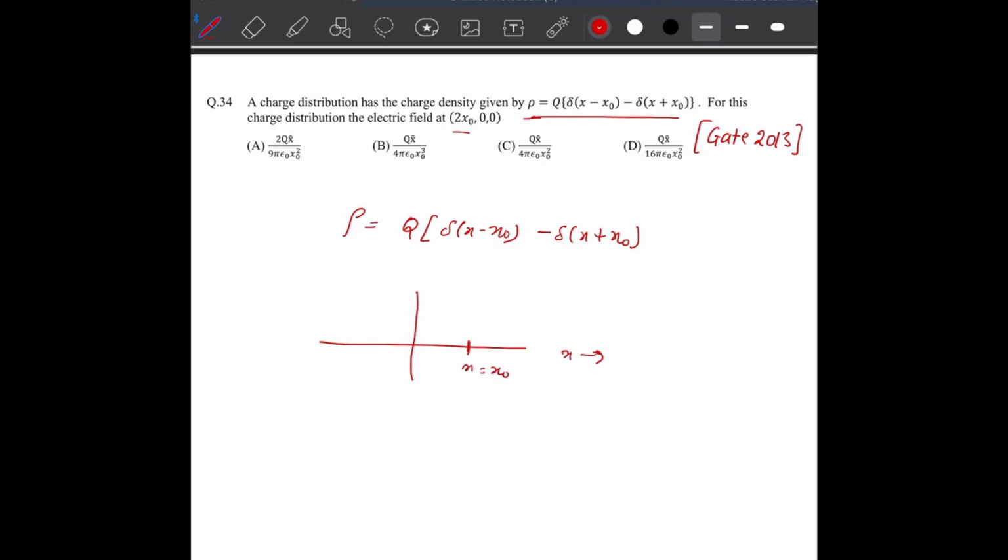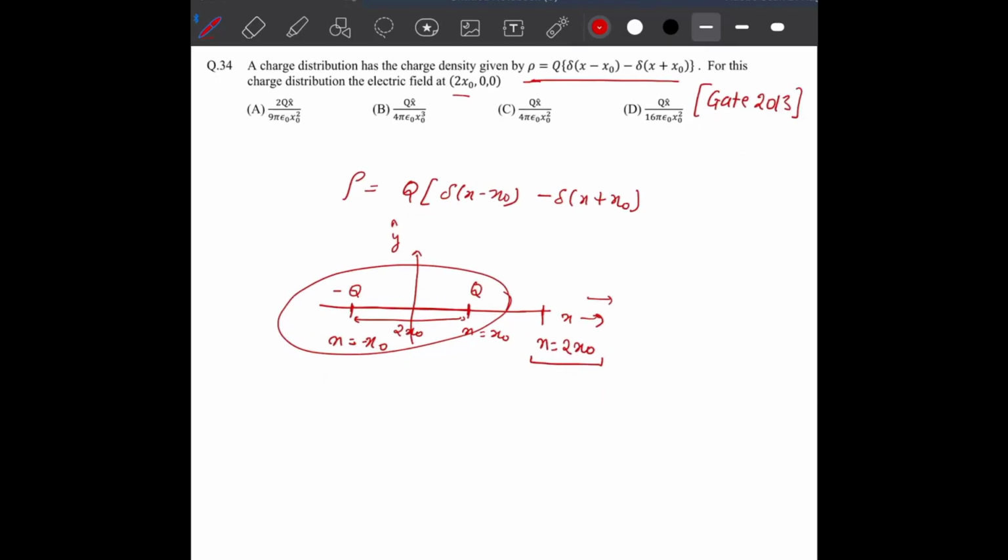If this is your x axis, this is your y axis. You have a charge plus Q, and at x equals minus x naught, there is a charge minus Q. So basically, you have two charges. They are placed at a distance of 2x naught, and we have to calculate the electric field due to this charge distribution at the position x equals 2x naught. So basically, this is a question from electric dipole computation. Since an electric dipole is there, what is the electric field along its axis at a position 2x naught?